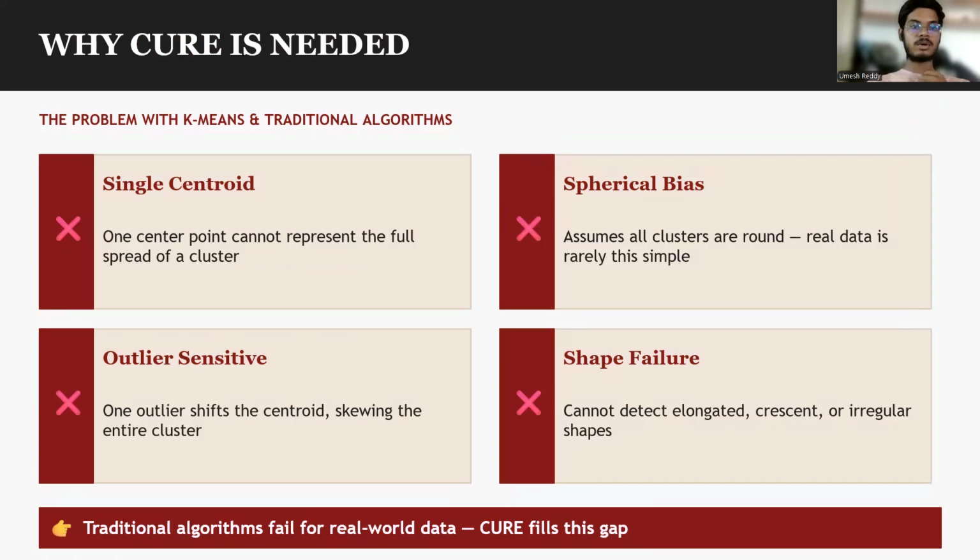Basically, why is CURE very important? The problem with k-means and traditional algorithms is the single centroid. One center point cannot represent the full spread of clusters, and that causes shape failure. It cannot detect elongated, crescent or irregular shapes. Coming to outlier sensitivity, one outlier shifts the center, skewing the entire cluster. Coming to spherical bias, it assumes all clusters are round, and real data is rarely like that. These are all the disadvantages of k-means and other traditional algorithms, and the CURE algorithm addresses all of this clearly.